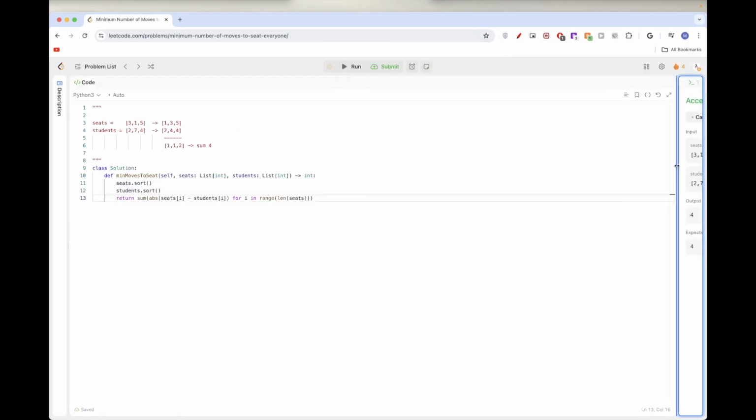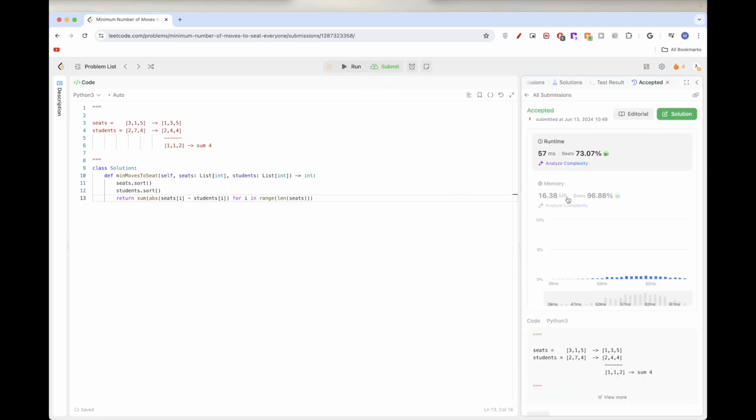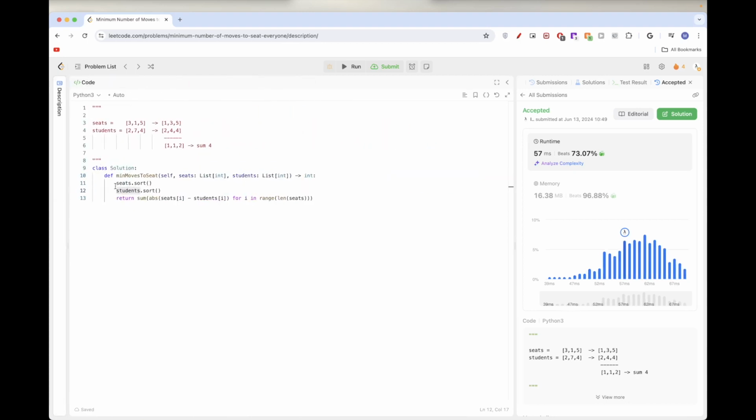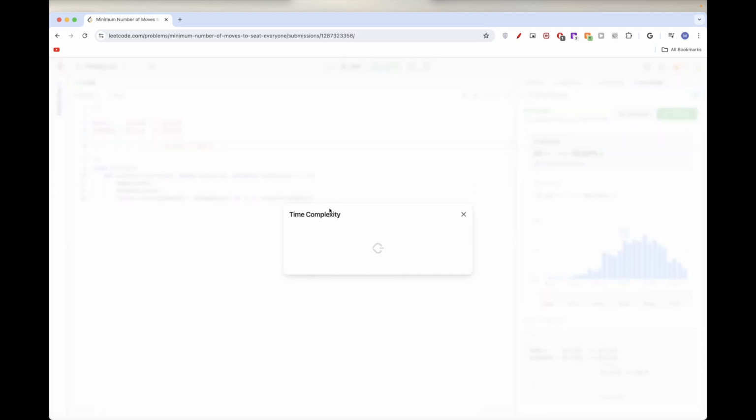It gets accepted. Okay, now in terms of time complexity, this is O of n log n, n being the length of seats. This is O of m log m, m being the length of students. And since they are both equal, we can just say it's O of n log n here, O of n log n here. So overall, it's O of 2n log n, so pretty much O of n log n. And by the way, Leetcode here has a new nice feature where it analyzes the complexity for you, and it told us that it's O of n log n.